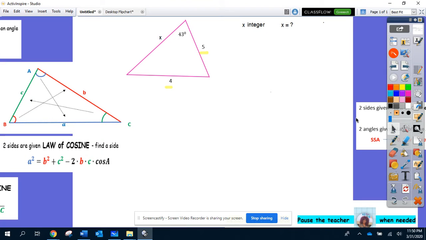Hi guys, this is Dr.P and I want to solve with you this triangle. Given two sides and an angle, I want to find the third side.